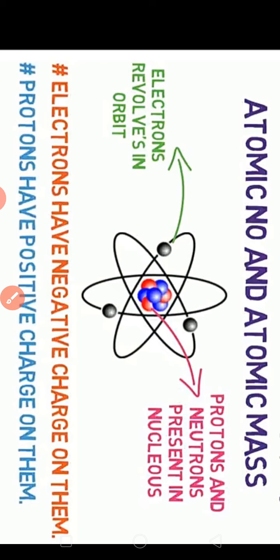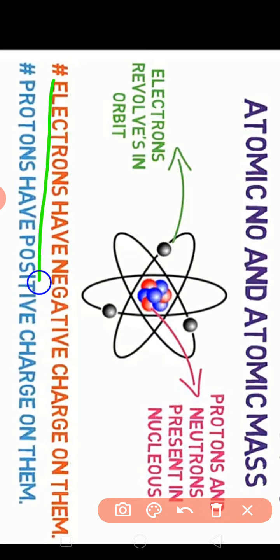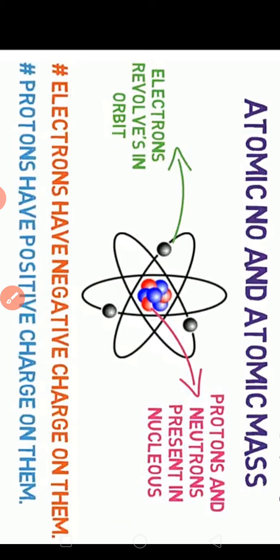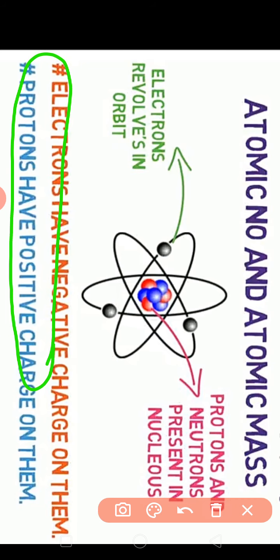The next thing you have to remember is that electrons have negative charge. Whenever you write an electron, you write it as e with a negative charge. This is how an electron is represented. So electrons are negatively charged. On the other hand, protons have positive charge. So protons are positively charged particles and electrons are negatively charged particles.